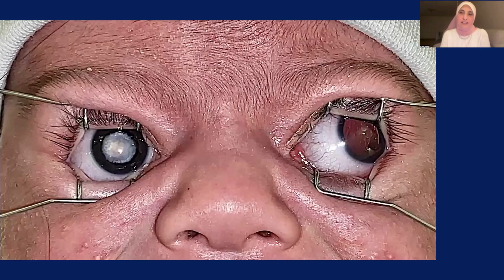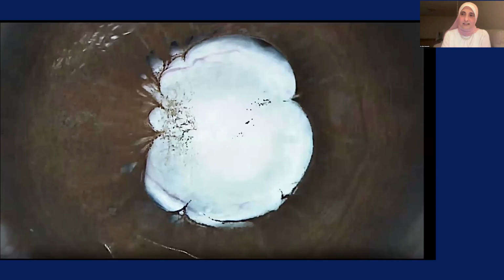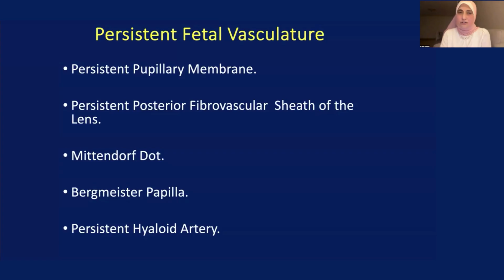To start with, cases of congenital cataract, sometimes they are not simple congenital cataract. They are associated with what is called persistent fetal vasculature. During intrauterine life, the hyaloid artery emerges from the disc and goes forward around the lens. And then at birth, they are rudimentary. If any part persists after birth, this is called persistent fetal vasculature.